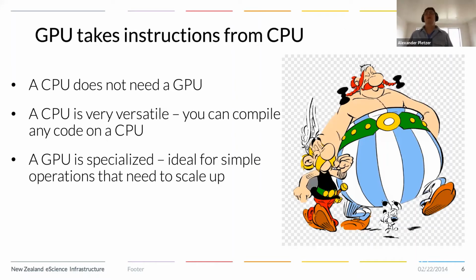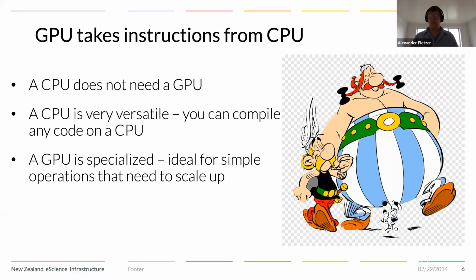And so GPUs take instructions from the CPU. This is why Obelix is a bit dim-witted. He can't do really things on his own. He has to take some instructions from Asterix. So a CPU does not need a GPU, but a GPU needs a CPU, in other words. A CPU is very versatile. You can do anything.